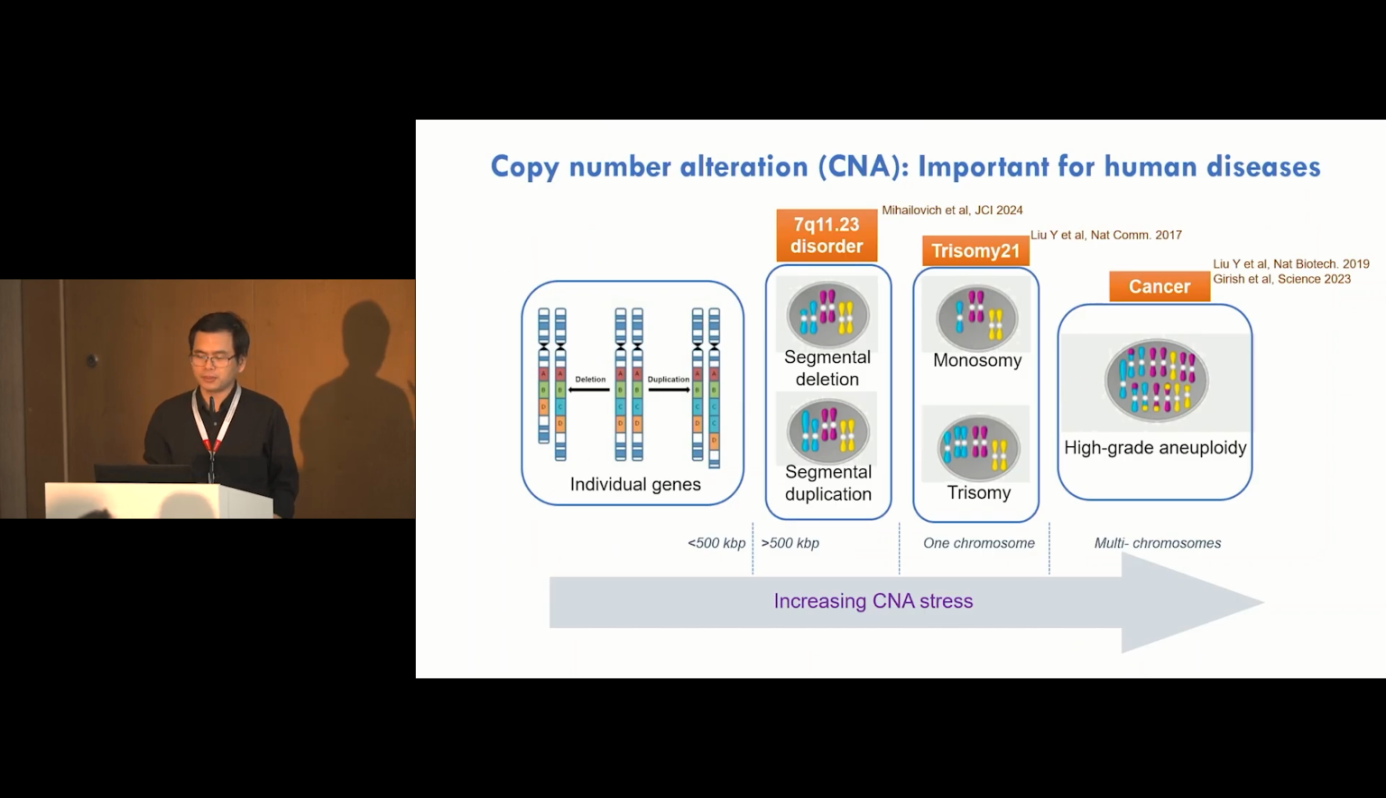So I would like to start the presentation by arguing the importance of gene copy number alteration for human diseases. As we know, individual genes can undergo depletion or duplication, making themselves the drivers of certain diseases. And increasing CNA range, such as chromosome segmental deletion or duplication, may cause some genetic disorders, while whole chromosome level gain or loss could cause monosomy or trisomy, for example, trisomy 21 for human Down syndrome. And cancer is often characterized by high-grade aneuploidy. So it's a very interesting biological topic for human diseases.